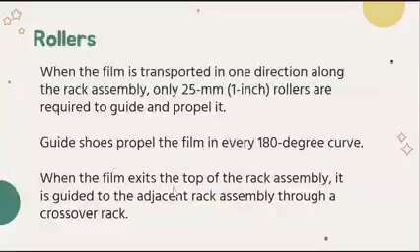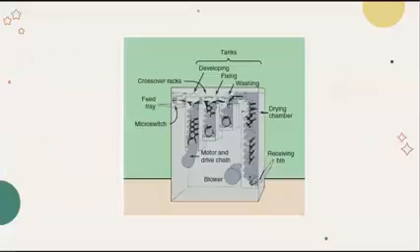And when the film exits the top of the rack assembly, it is guided to the adjacent rack assembly through a crossover rack. Okay, it's not here, it's in here. So in between each processor tank or in between each transport rack, there is what we call a crossover rack. Okay, it is a group of rollers and squeegee rollers that transports the film from one tank to another tank, or from one transport rack to another transport rack.